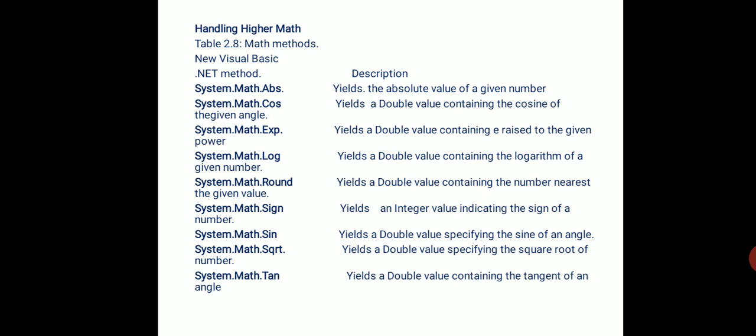System.Math.Round yields a double value containing the number nearest to the given value, the round off. System.Math.Sign yields an integer value indicating the sign of a number. Sign means positive or negative. System.Math.Sin yields a double value specifying the sine of an angle, and System.Math.Sqrt, square root, yields a double value specifying the square root of a number, and System.Math.Tan yields a double value containing the tangent of an angle. So these are all the math methods you can use in VB.NET.